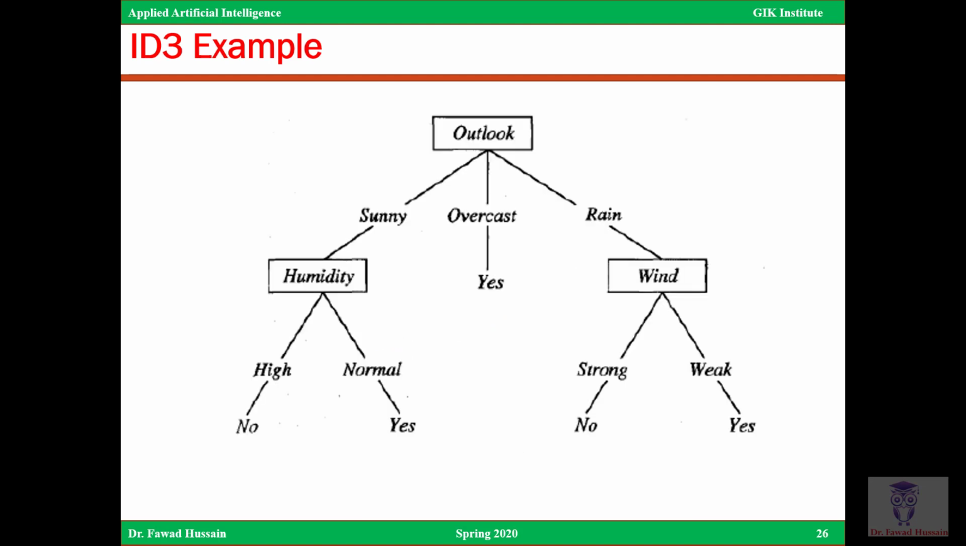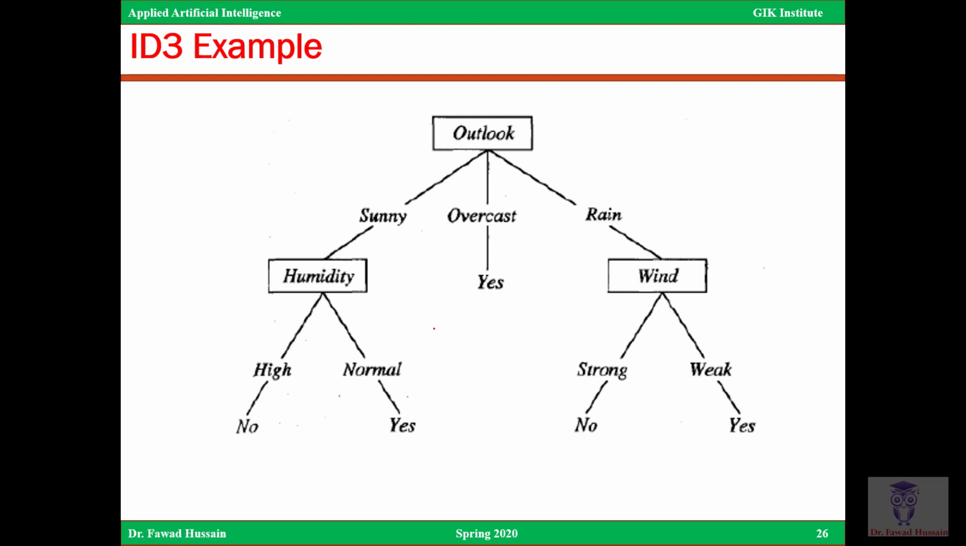So the entire tree will be something like this. Outlook: if it is overcast, then it is yes. If it is sunny, you need to further consider humidity. If the humidity is high, it is no. If it is normal, it is yes. And if it's rainy, then you have to look at wind, and you go like that.